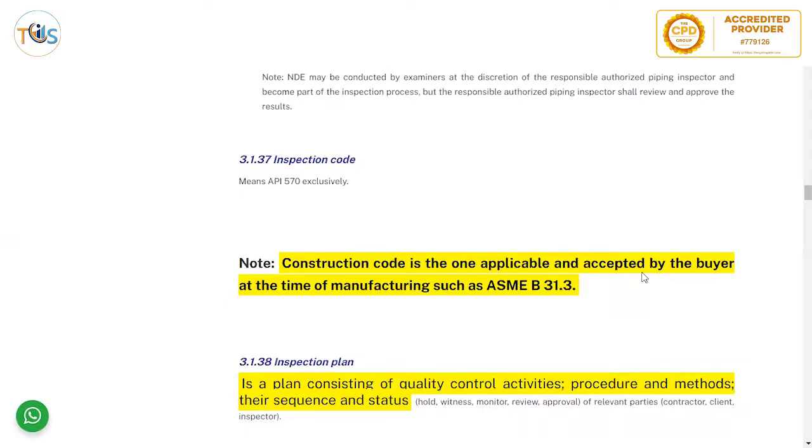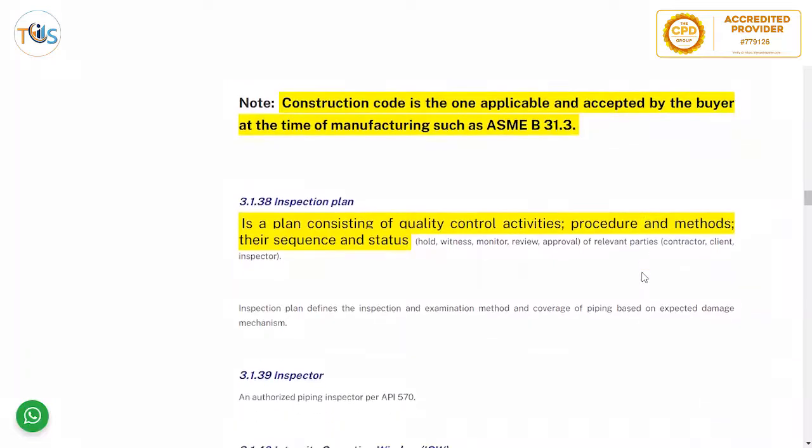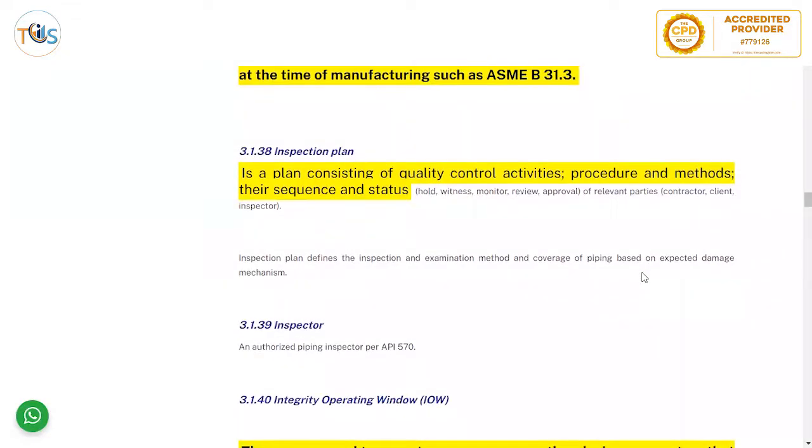Inspection code means API 570 inspection code exclusively. Construction code is the one applicable and accepted by the buyer at the time of manufacturing, such as ASME B31.3.